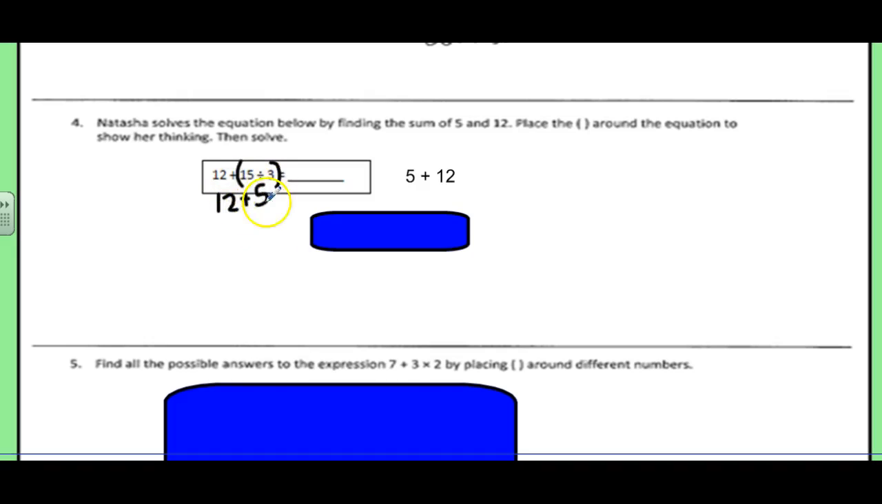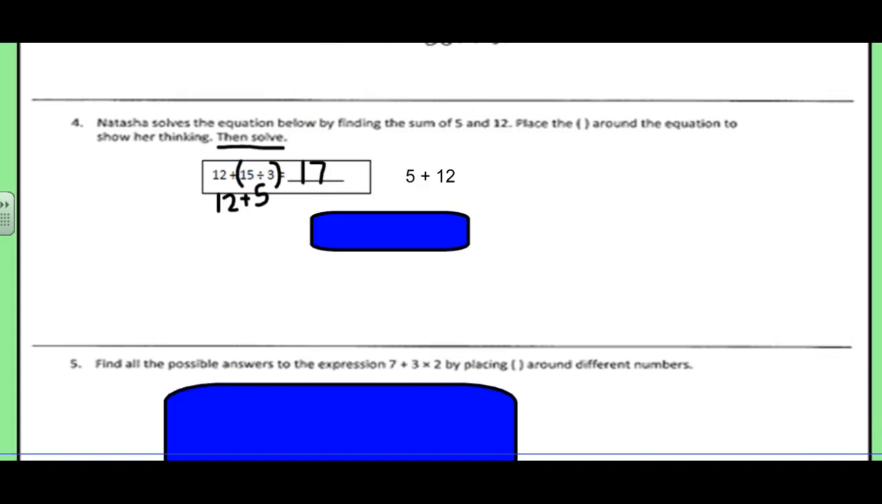I want you to notice that this says 12 plus 5 and this says 5 plus 12. But those mean the same thing. It doesn't matter what order they're in. So on your piece of paper, you should have had your parentheses around the 15 divided by 3, because that is what is going to get you to 5 and 12 added together. Then the last part of this problem said, then solve it. So now all we have to do is figure out what is the sum of 5 and 12 together, and you need to write it right here on the line. So when I take 12 plus 5 and I add it together, I get 17.